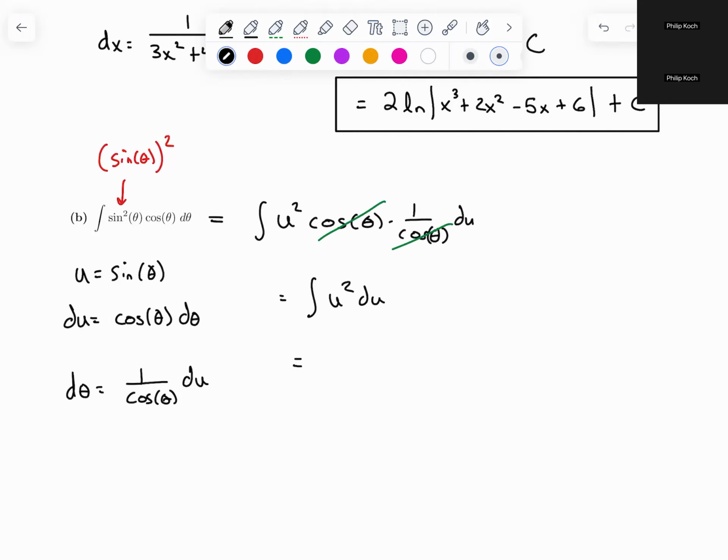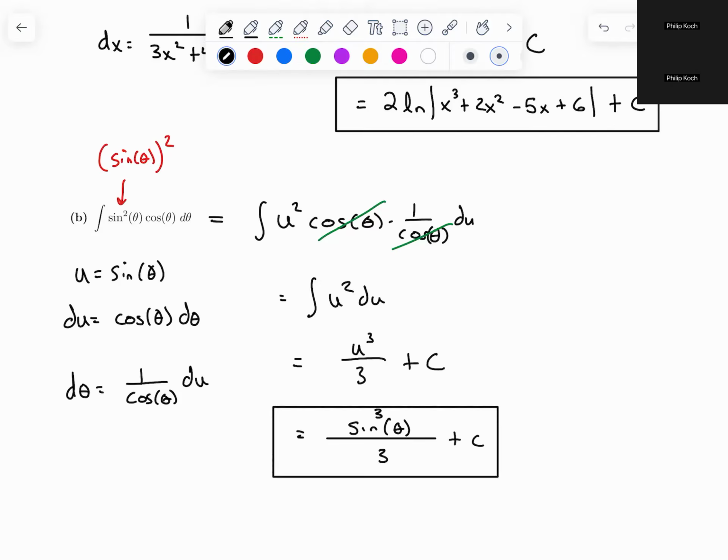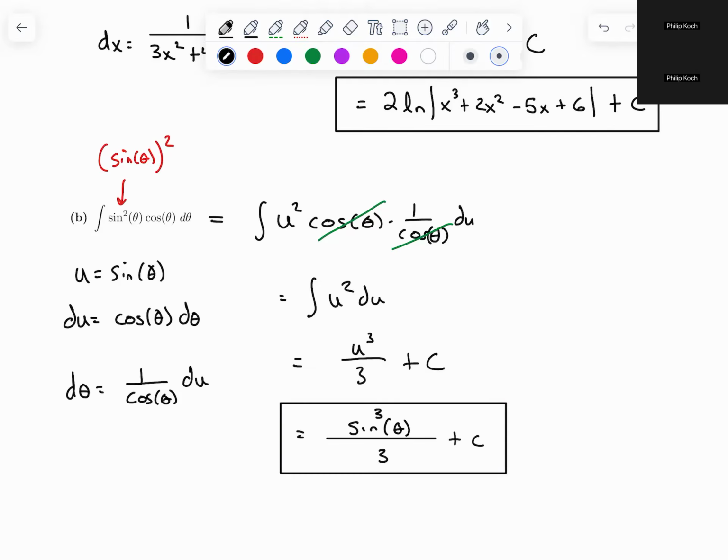Integral of u squared by the power rule would be u to the third power over 3 plus a constant c. I have integrated. I've dropped the integral sign. So I can then replace u with what it was claimed to be, which is sine of theta. So sine cubed of theta, over 3 plus our constant c. Boom. And I guarantee you, if you take the derivative of that, you will get back the integrand. Good way to check your work.